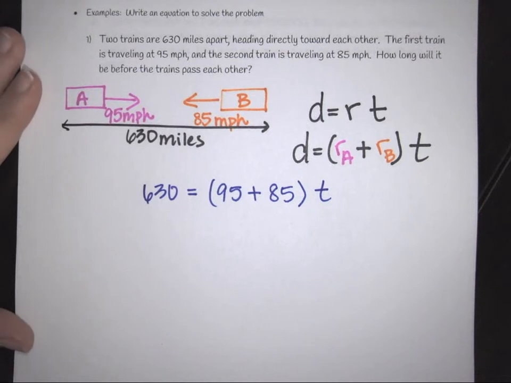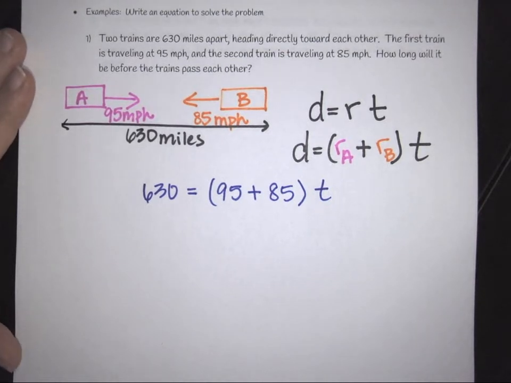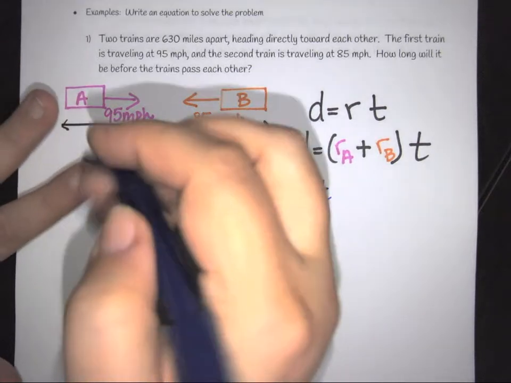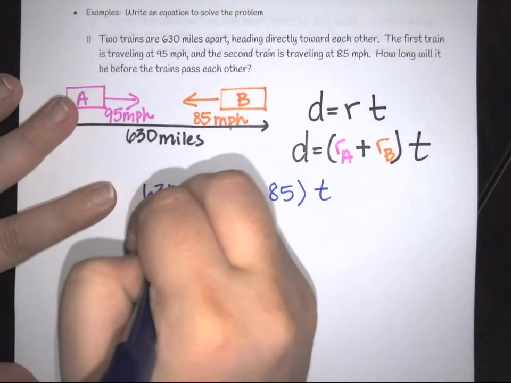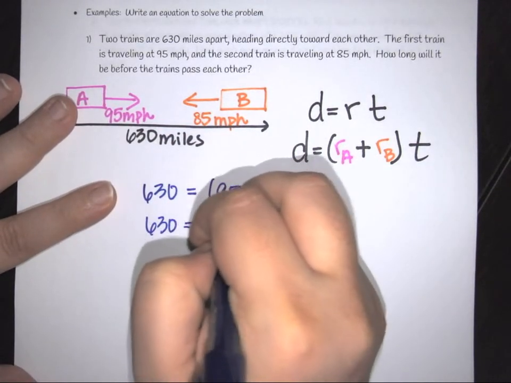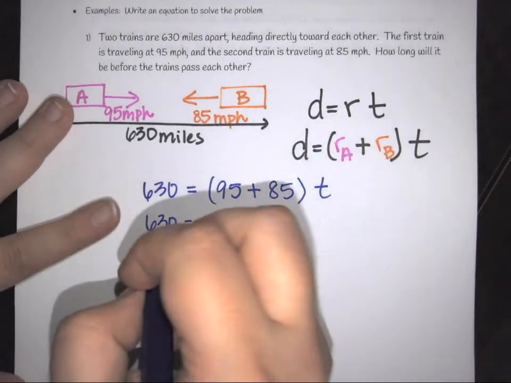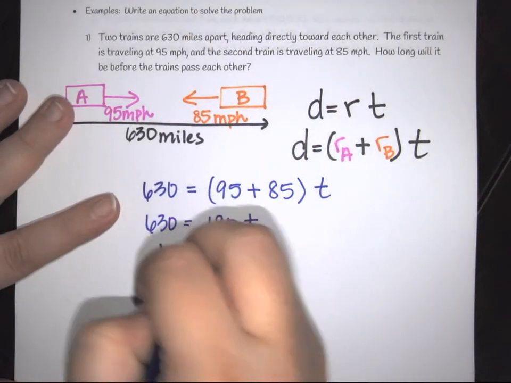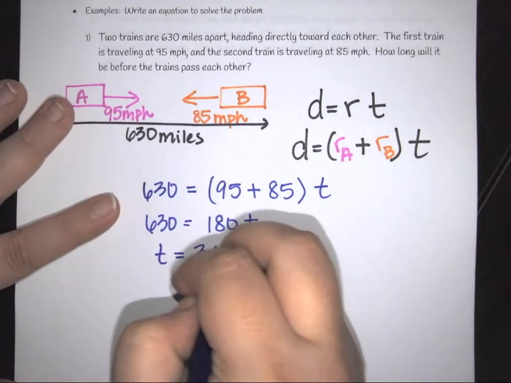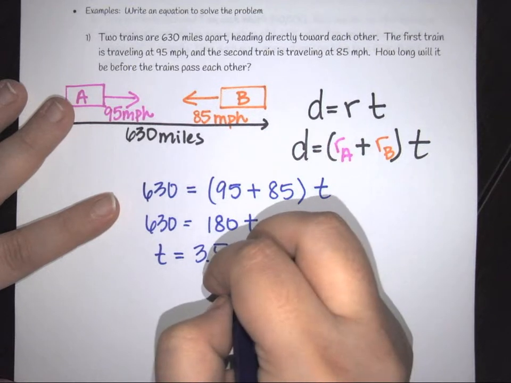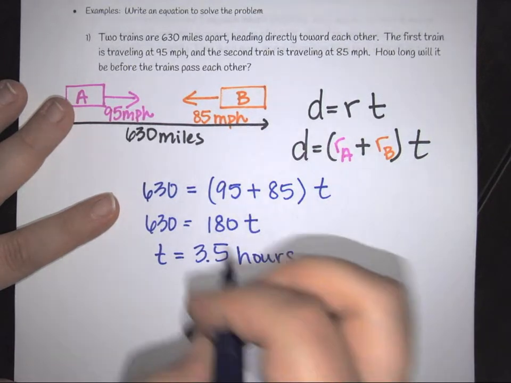So simply all I have to do here is solve for t. The first thing I need to do is take my 85 and 95 and add them together. So I have that 630 is equal to 180t. And then I need to divide both sides by that 180 to get t. So in this case, t is equal to 3.5, and in this case we are talking about hours.